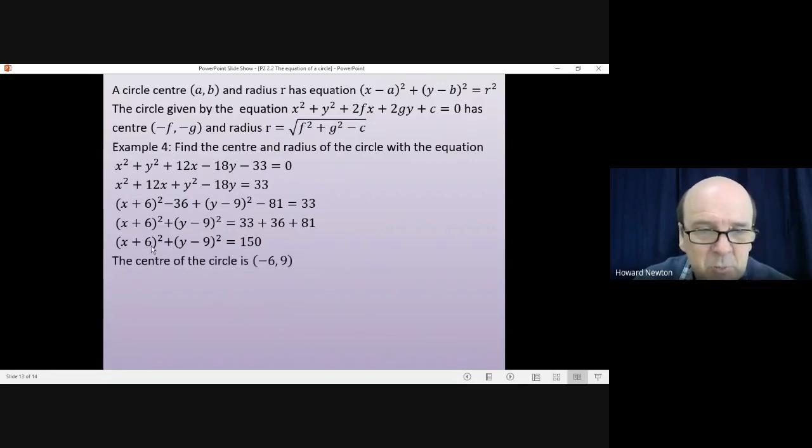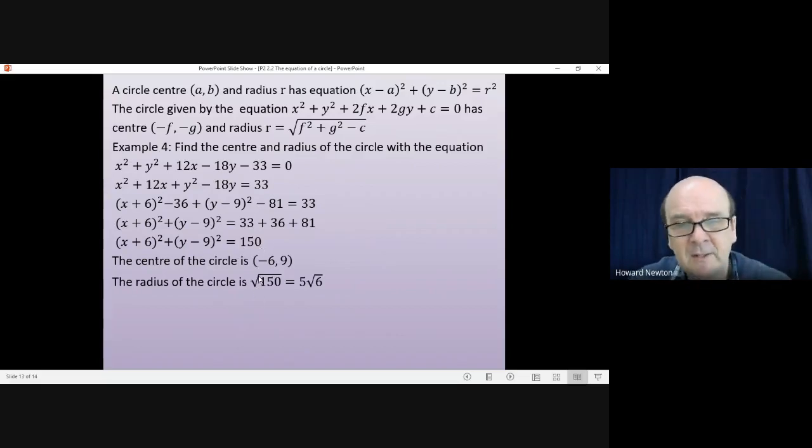So the center of the circle will be minus 6, 9 in the normal way. And the radius will be the square root of 150. Make sure you remember to do that. And the square root of 150 is 5 root 6. That's probably the longer way of doing it.